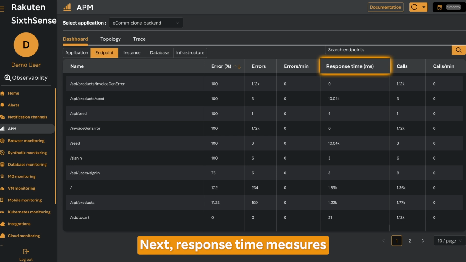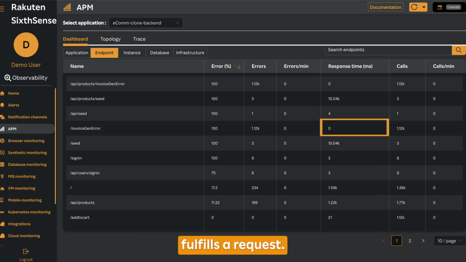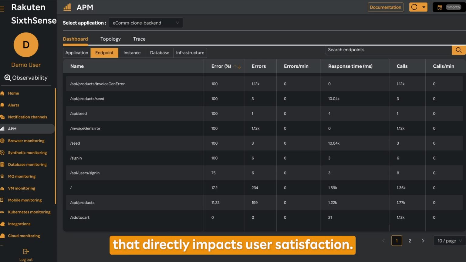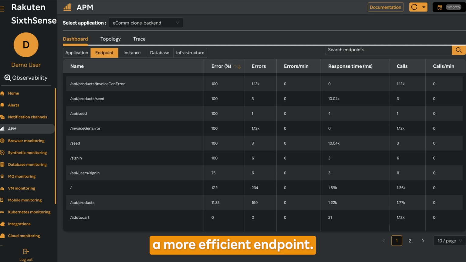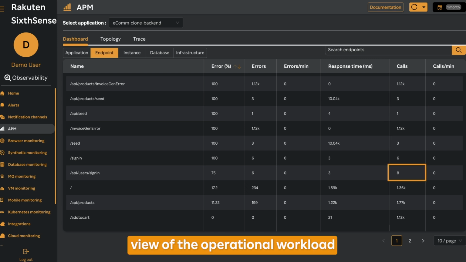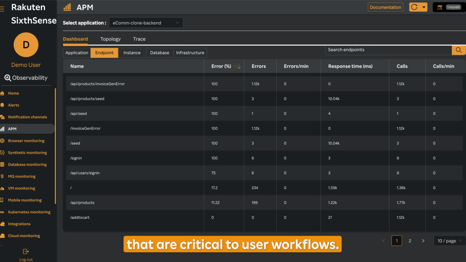Next, response time measures how swiftly each endpoint fulfills a request, a key indicator of performance that directly impacts user satisfaction. A shorter response time usually suggests a more efficient endpoint. Calls represents the total number of requests handled by each endpoint, providing a clear view of the operational workload and popularity of specific endpoints. Higher call volumes might indicate endpoints that are critical to user workflows.